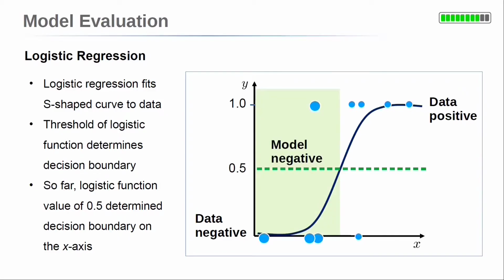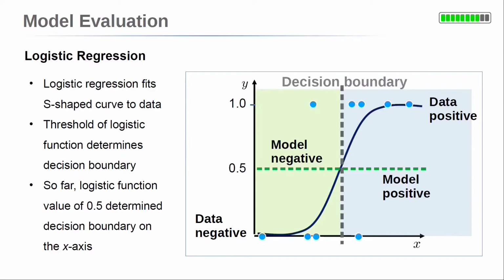So all values of the logistic function below 0.5 correspond to the negative class. All values of the logistic function greater than 0.5 are predicted as positive by the model. So the input space is divided into two halves. On the one side, the model predicts a negative class. On the other side, it predicts a positive class. The separating line is a so-called decision boundary.